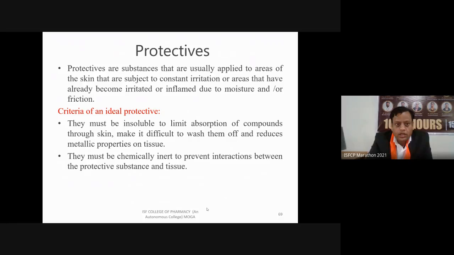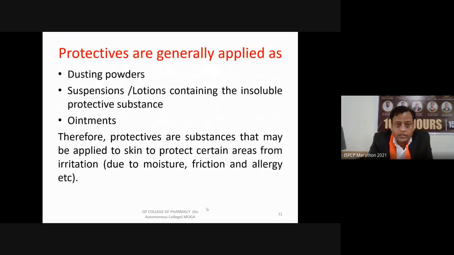The main properties of protectives include that they must be insoluble, to limit absorption of compounds through the skin, make it difficult to wash them off, and reduce metallic properties on tissue. These are the specific criteria of protectives. They must be chemically inert to prevent interaction between the protective substance and tissue. So these protective agents should be inert and not react with the tissue. Protectives are generally applied as dusting powder, suspension, or ointment. These are the different forms in which we apply them on the skin.